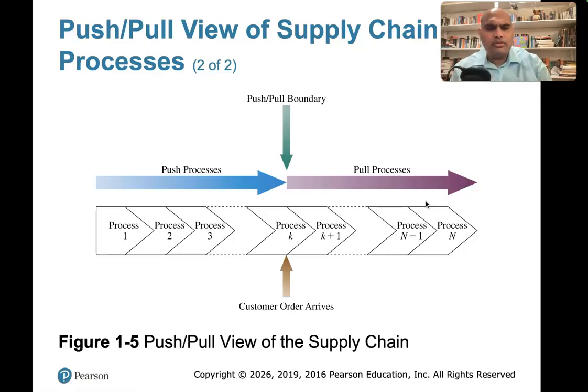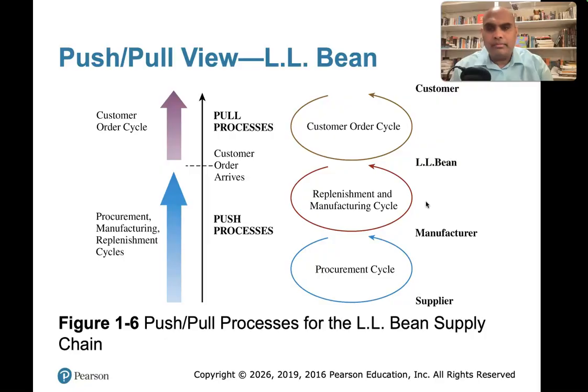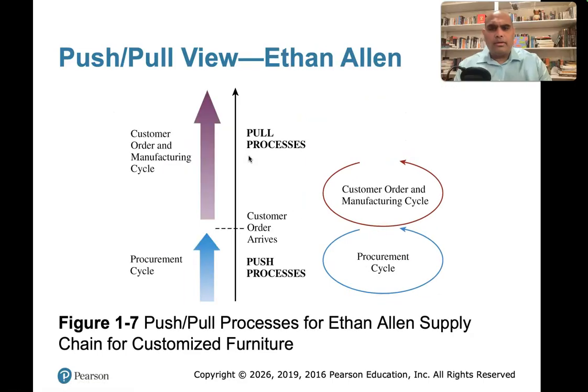And here are two examples. If you look at something like LL Bean, the only thing that happens after the customer order is replenishment. You might come back to LL Bean to buy more stuff because you like what you bought from them, but everything else, the manufacturing, procurement, and all the other cycles, happen before the customer order arrives. As opposed to Ethan Allen, where most of the supply chain is the pull process. The only thing that has been accomplished is the procurement cycle.